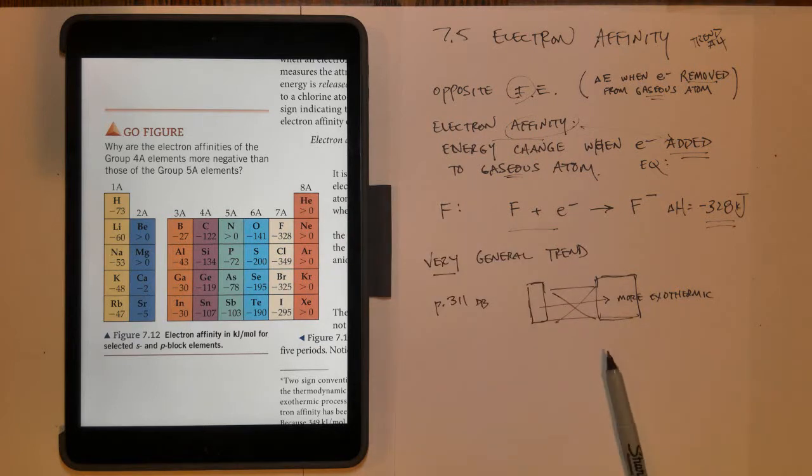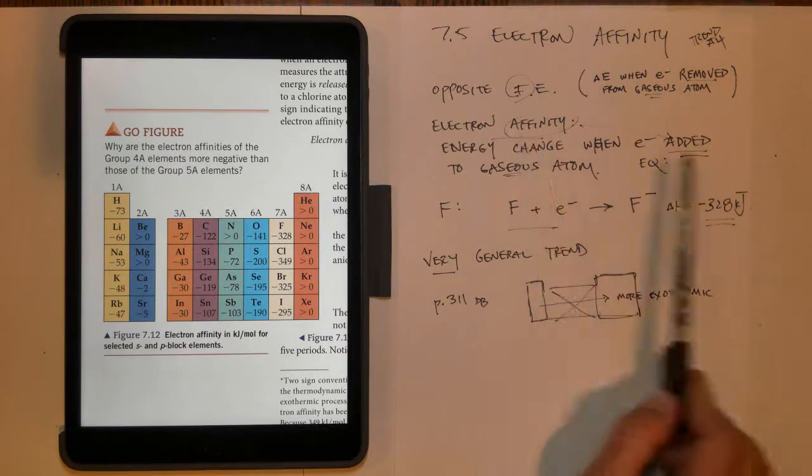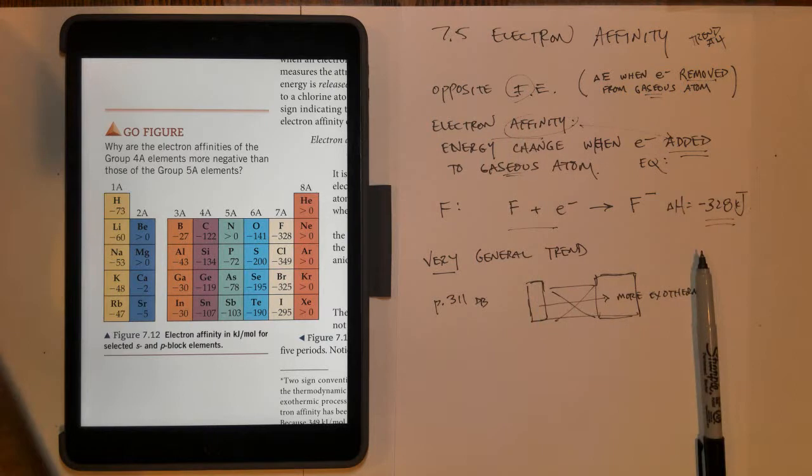So just know the difference between the two. Ionization energy is the removal. Electron affinity is the addition of electrons.